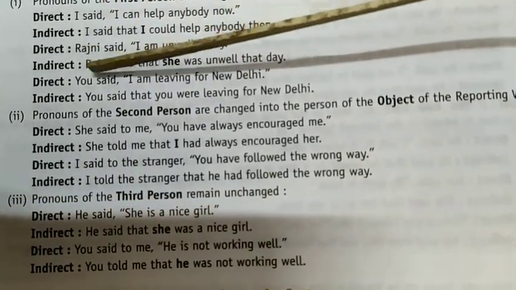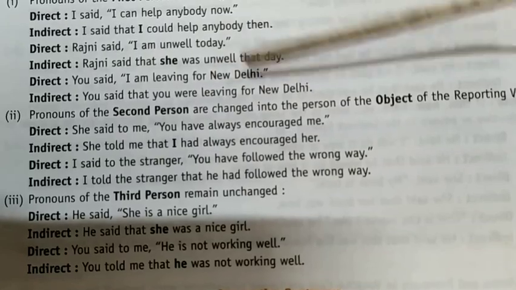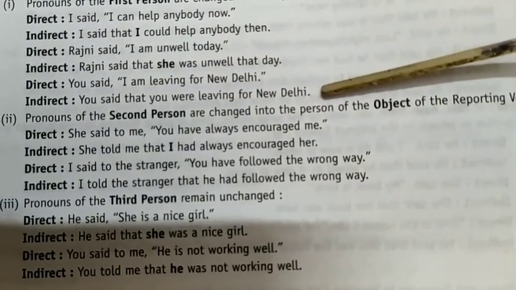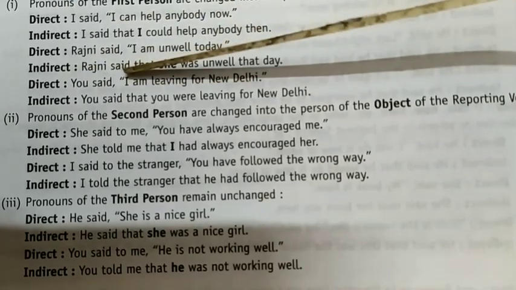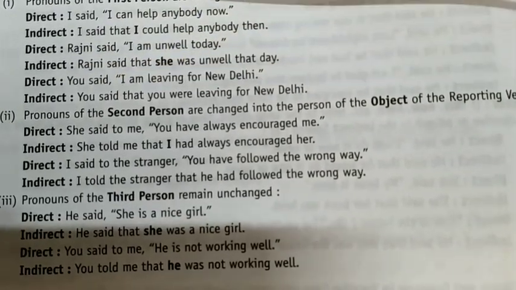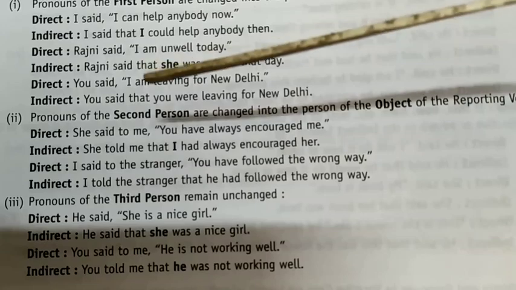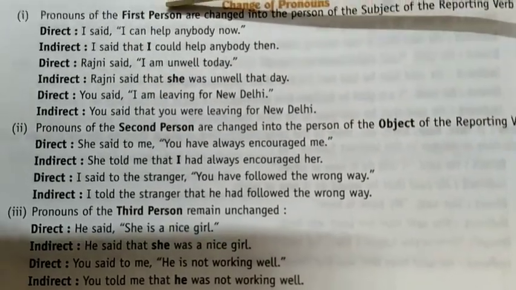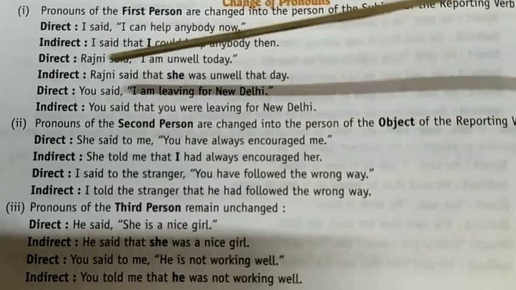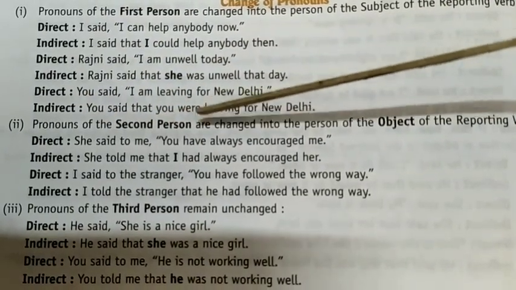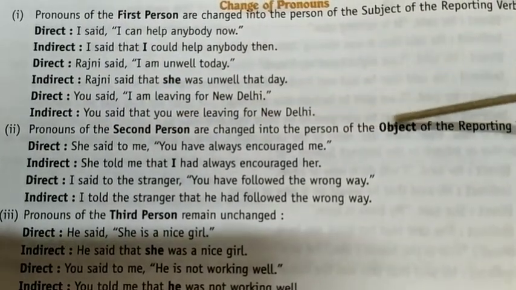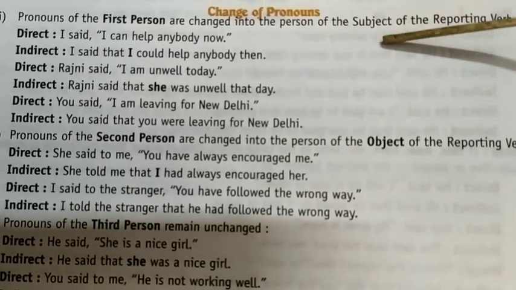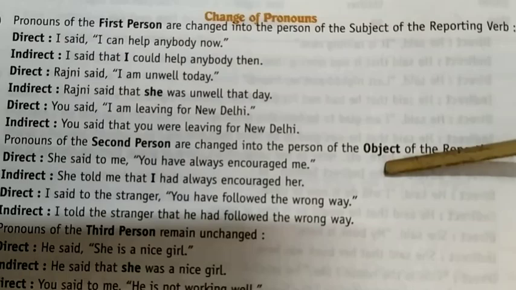Third sentence, you said, "I am leaving for New Delhi." Indirect says you said that you were leaving for New Delhi. This "you" is this "I." Second rule says pronouns of the second person. Okay, first person is speaker, second person listener. Pronouns of the second person are changed into the person of the object of the reporting verb. Here it was subject, and here it is object. Let's see how.